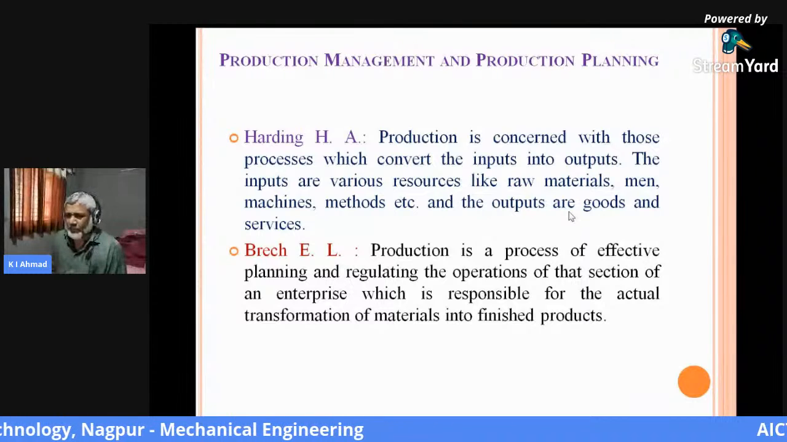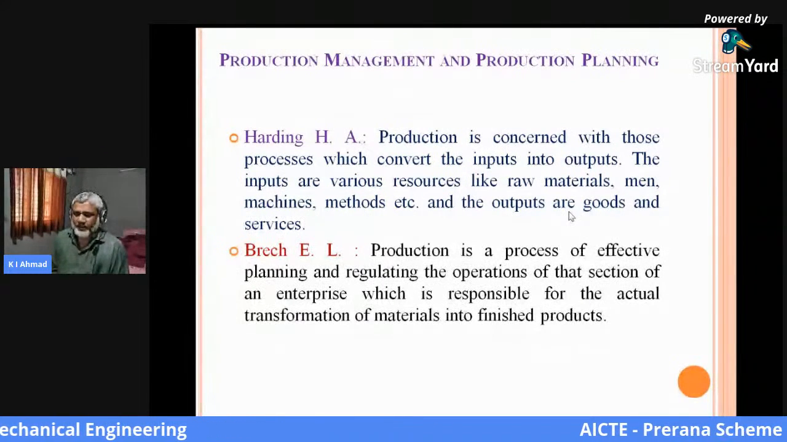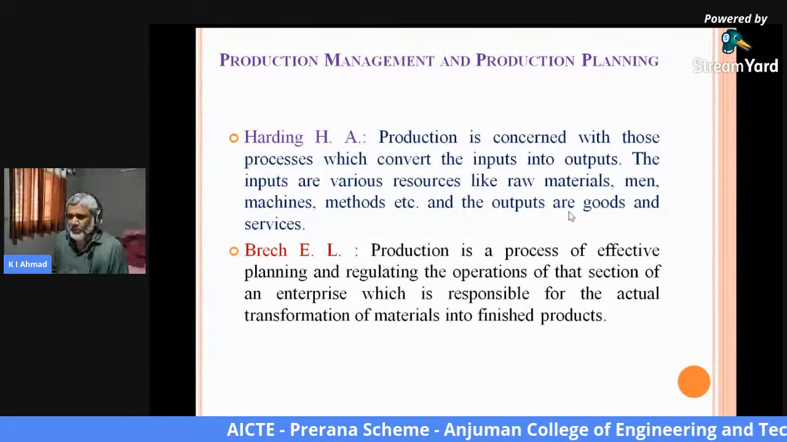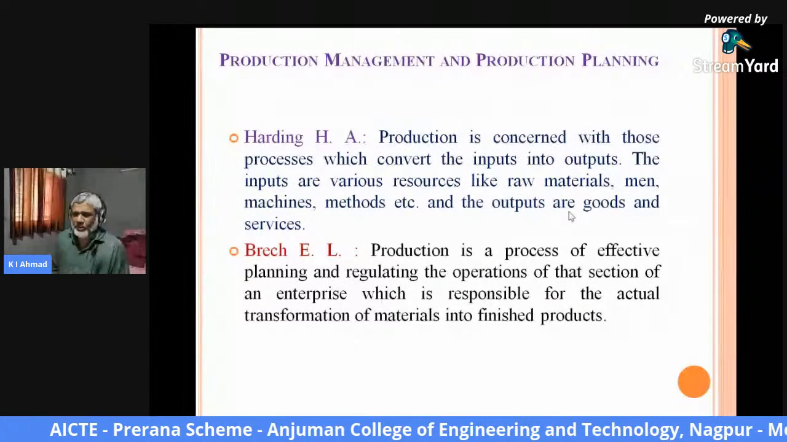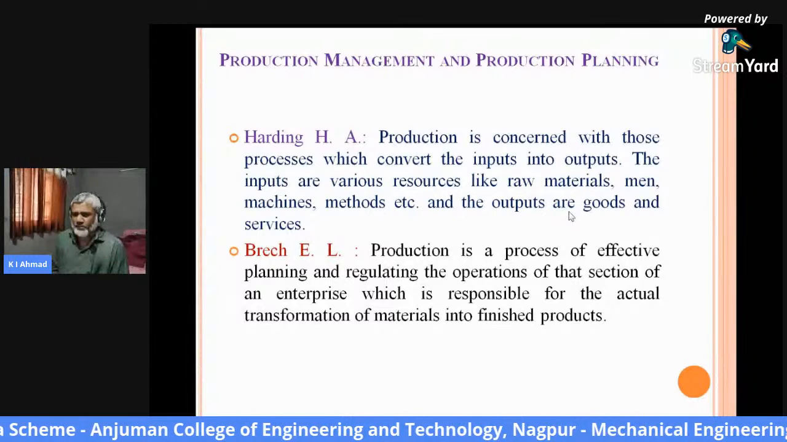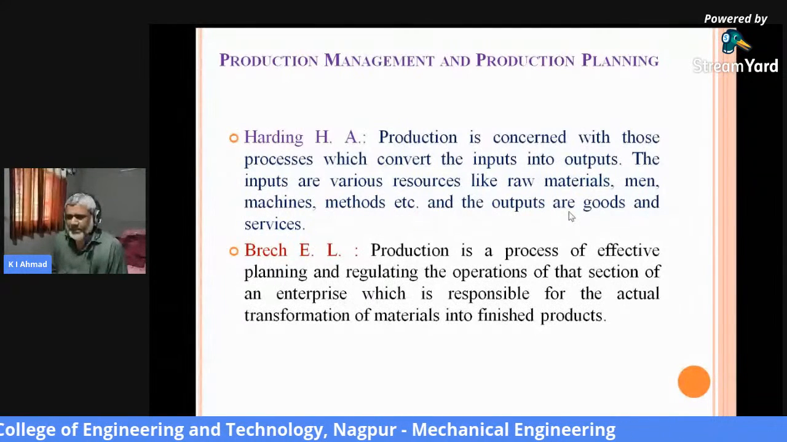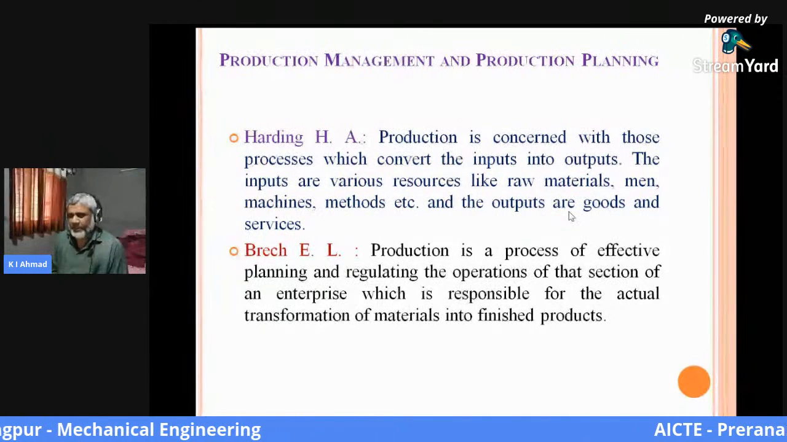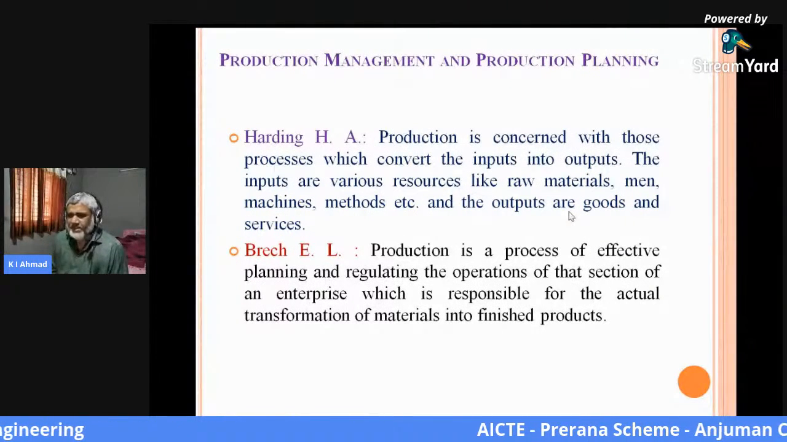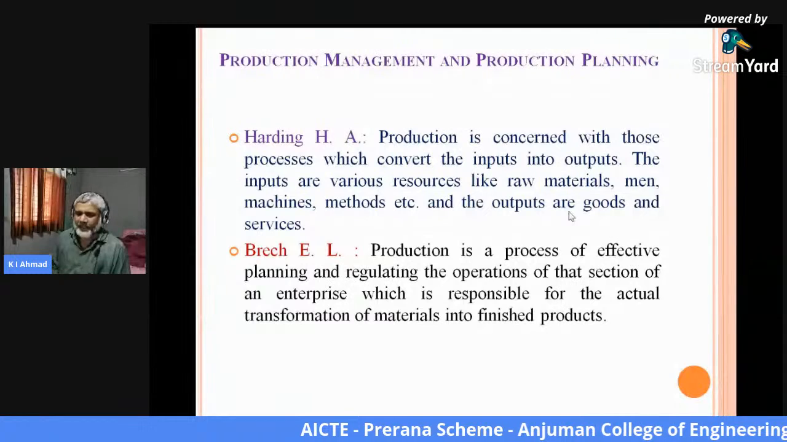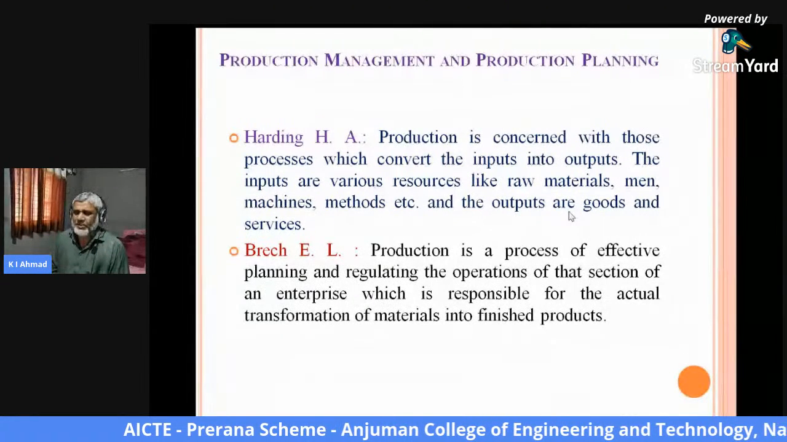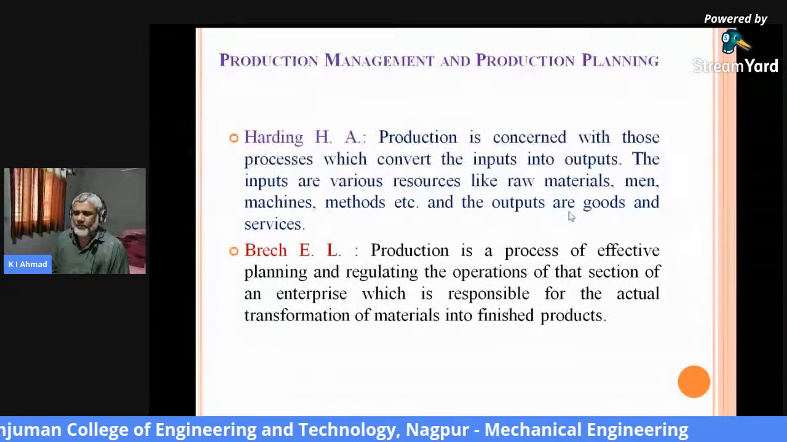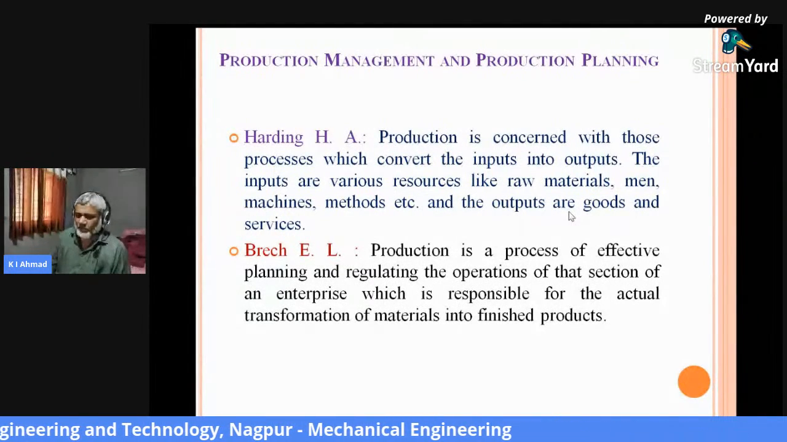Similarly, E.L. Brech said that production is a process of effective planning and regulating the operations of that section of an enterprise which is responsible for the actual transformation of materials into finished products. Here, Brech said that planning is okay, everyone plans. But he says that effective planning and then regulating the operations of that section is an important point and is the responsibility through which we can achieve good production.